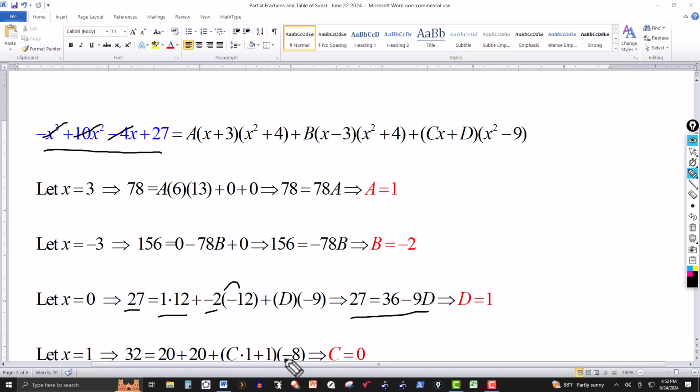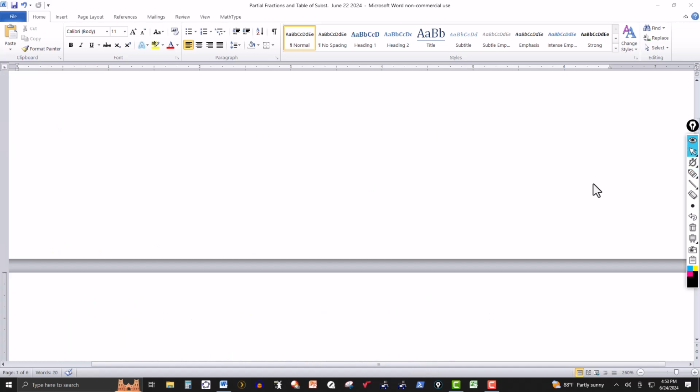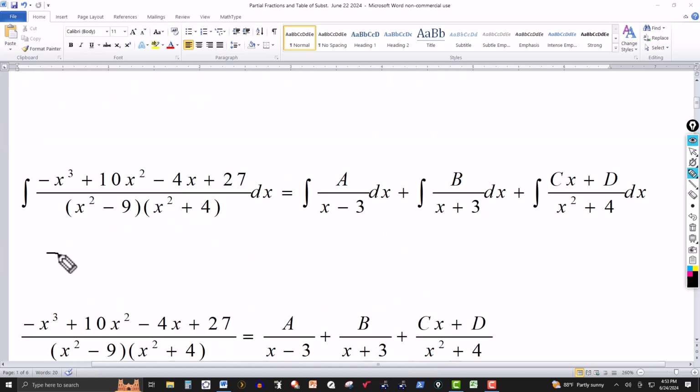And then finally, to get the c, again, use the fact that you know a to be 1 and b to be negative 2. And you plug it in over here, doing the same thing we did. C will be 0. So now we have those constants. A is 1, B is negative 2, and D is equal to 1. Well, that's really the hard part for this problem. So now we can go and finish the integration.